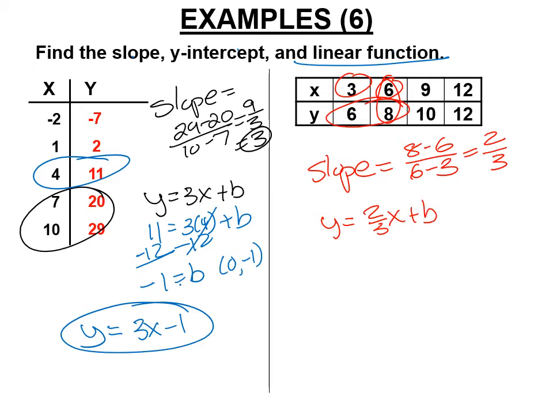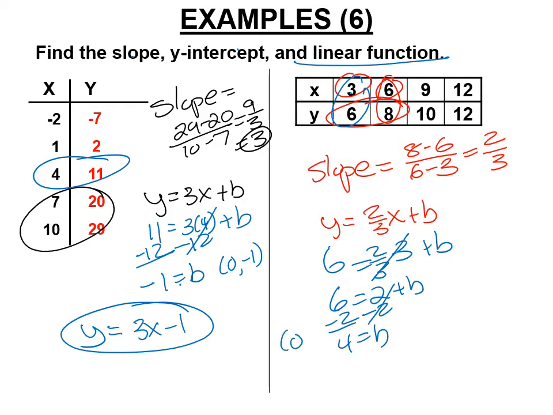All right, so now let's pick something for x, although any of them will work. All right, so let's pick 3, 6. When x is 3, y is 6. Well, look at that. Isn't that nice? Those cancel out, and you get 6 equals 2 plus b. Subtract 2 from both sides. 4 equals b. So the y-intercept was 0, 4. And the equation was y equals 2/3 x plus b.